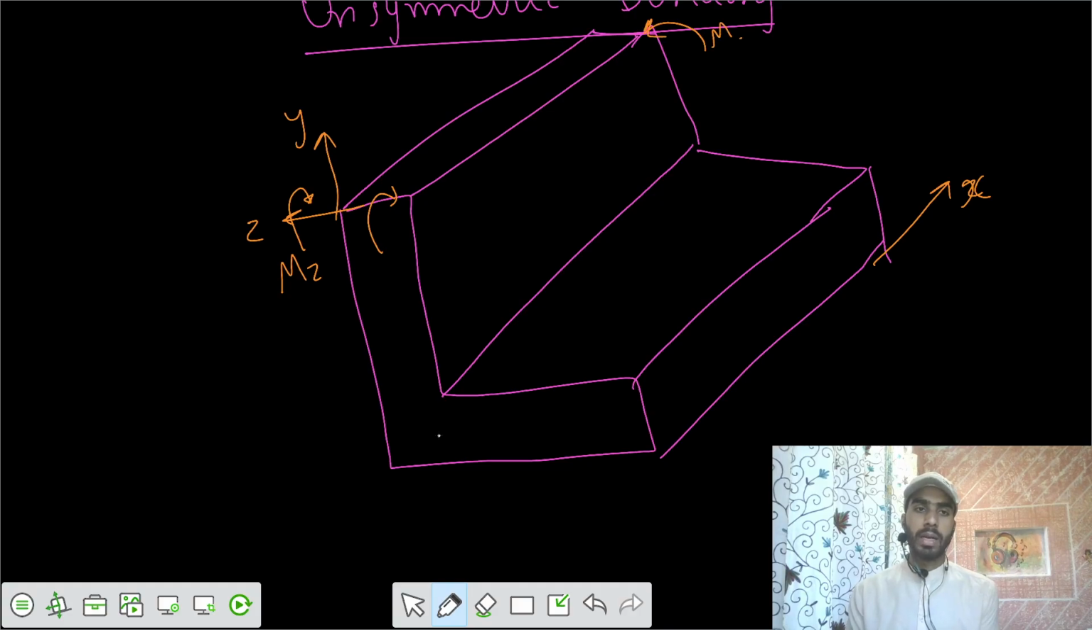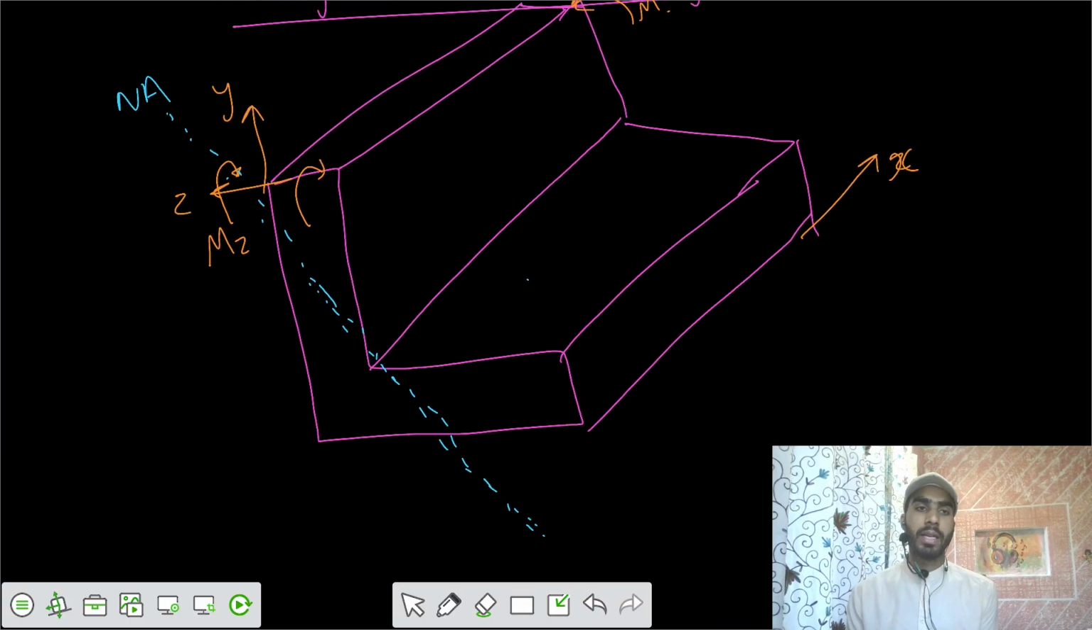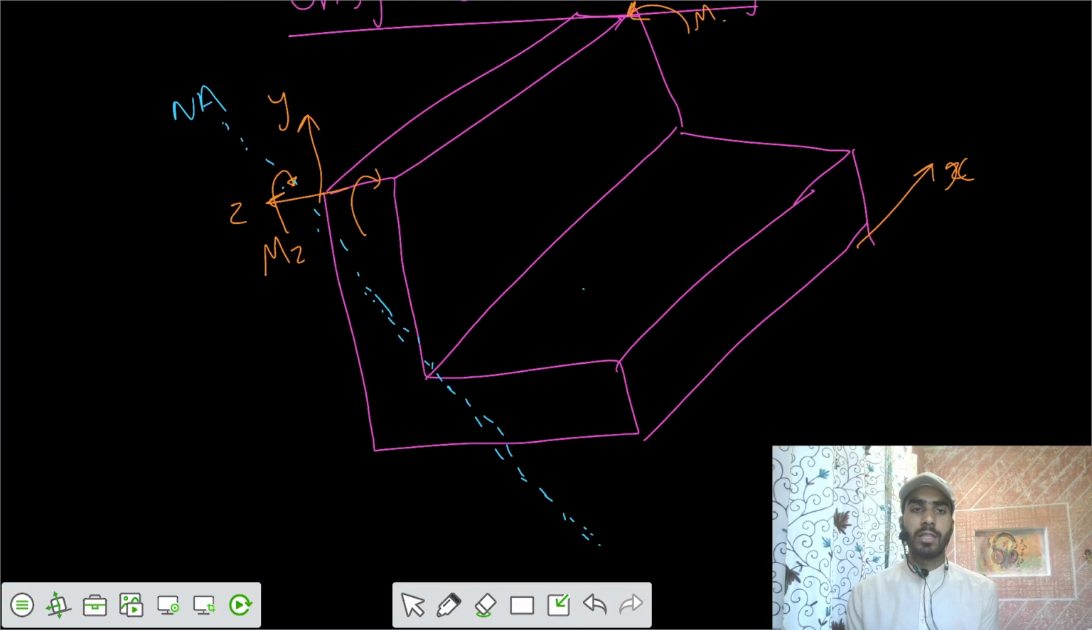You are applying moment in the z direction, and because of that you have an I section, and the neutral axis is the axis where the bending stress is 0. That axis forms somewhat in this fashion, passing through the centroid. So we have the neutral axis here. It's an imaginary line that has developed because of the bending moment.